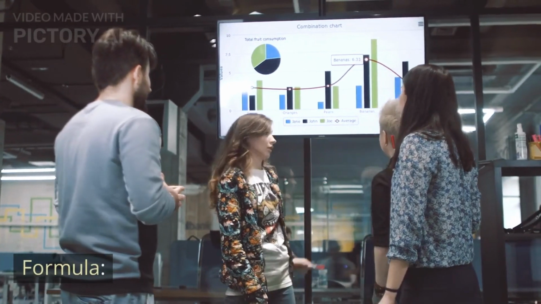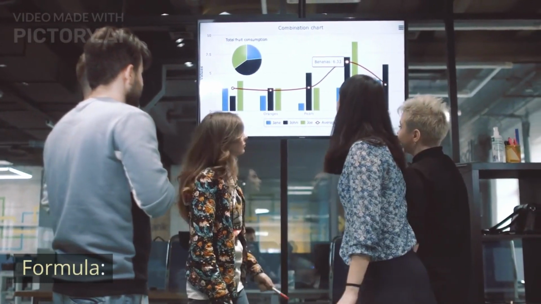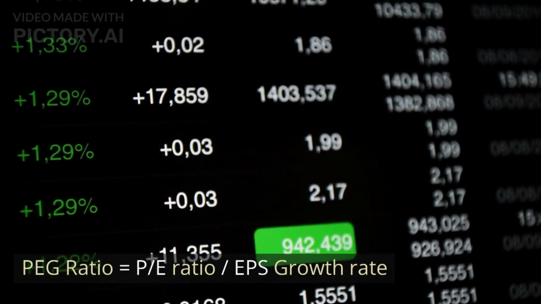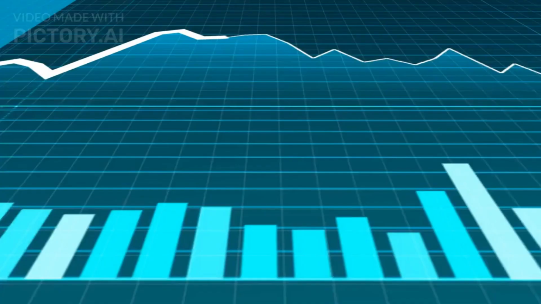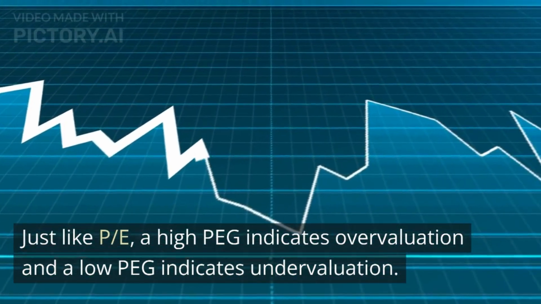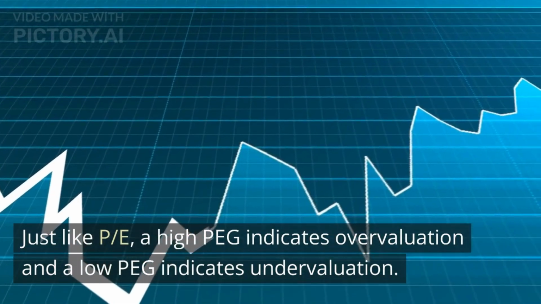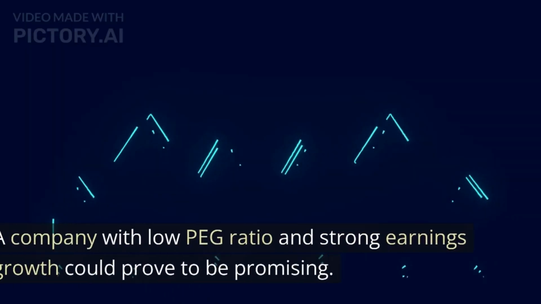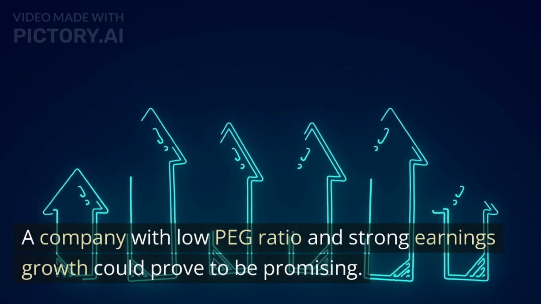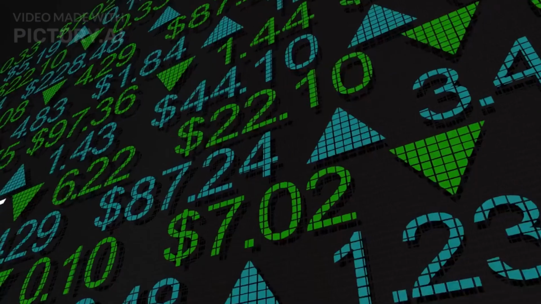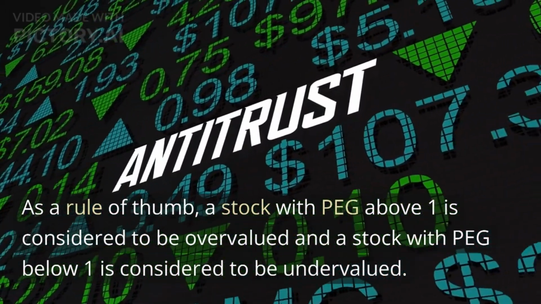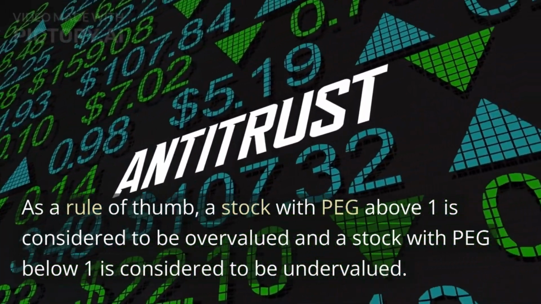Formula: PEG ratio equals P/E ratio divided by EPS growth rate. Just like P/E, a high PEG indicates overvaluation and a low PEG indicates undervaluation. A company with a low PEG ratio and strong earnings growth could prove to be promising. As a rule of thumb, a stock with PEG above 1 is considered to be overvalued and a stock with PEG below 1 is considered to be undervalued.